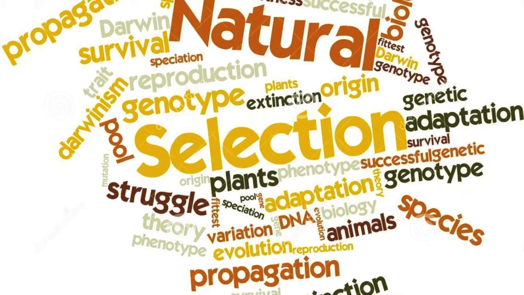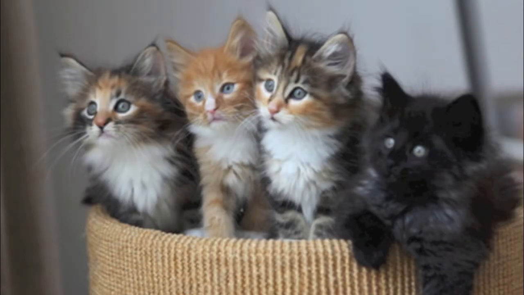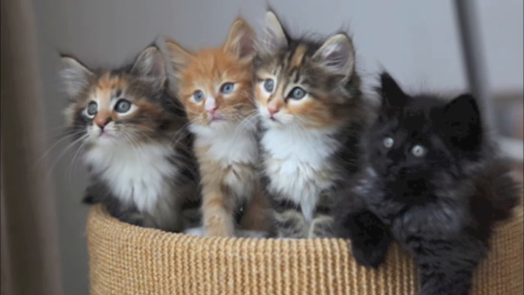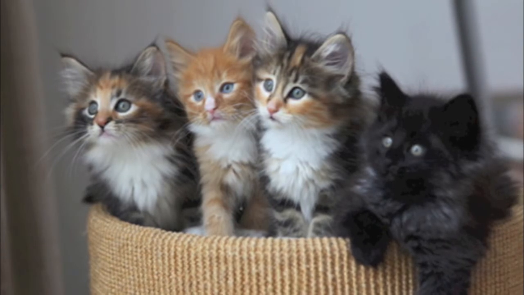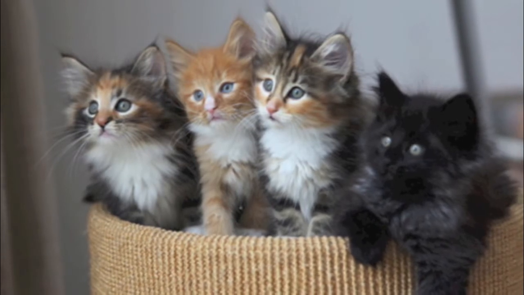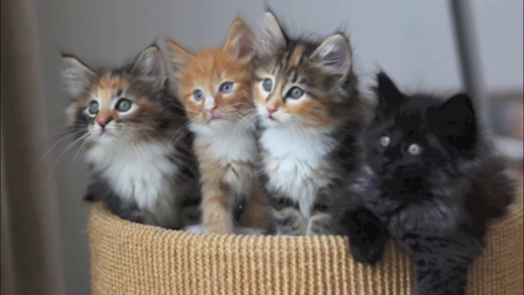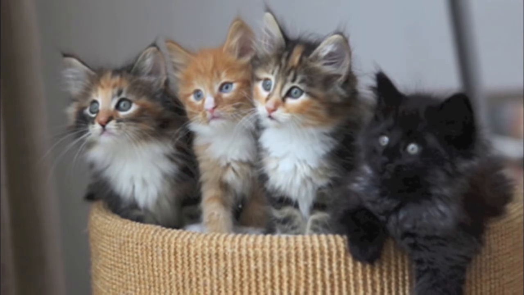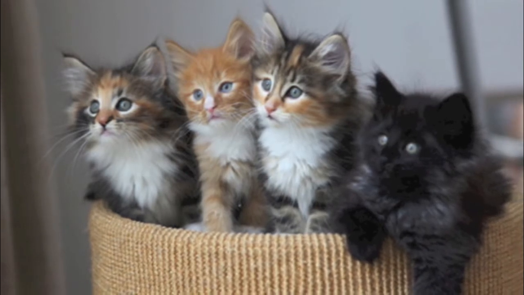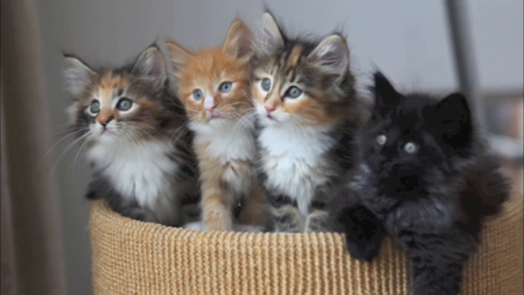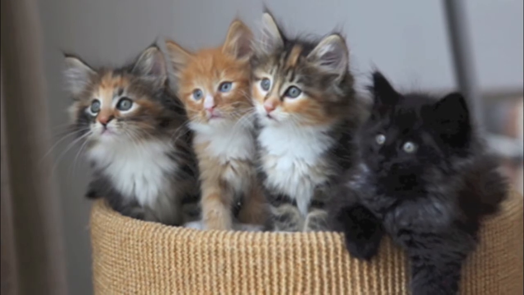The first component is variation. Organisms in a population will exhibit individual variation in appearance and behavior. These variations may involve body size, hair color, facial markings, voice properties, or number of offspring. Here we can see kittens with different variations in hair color.